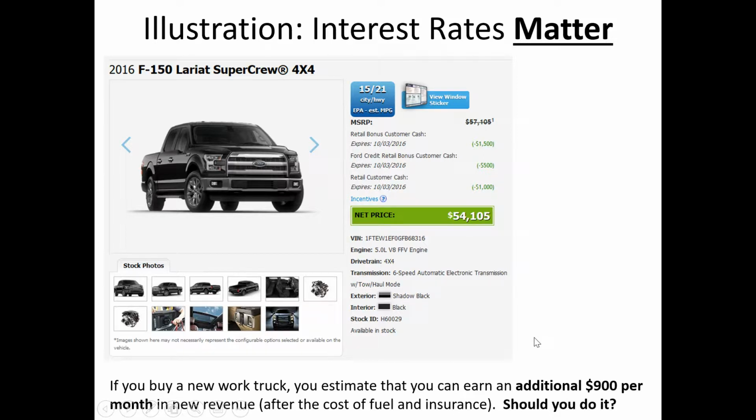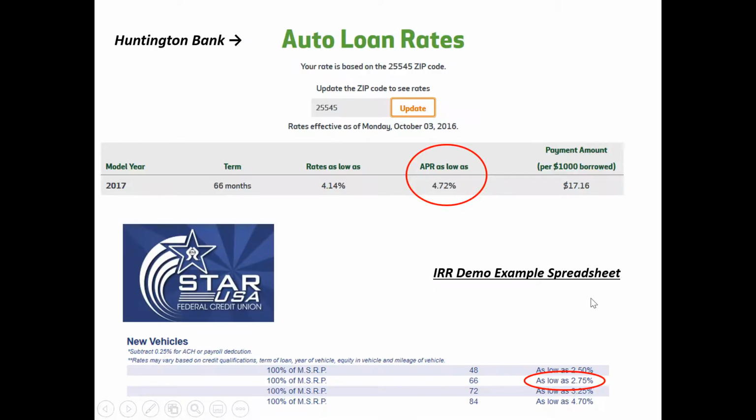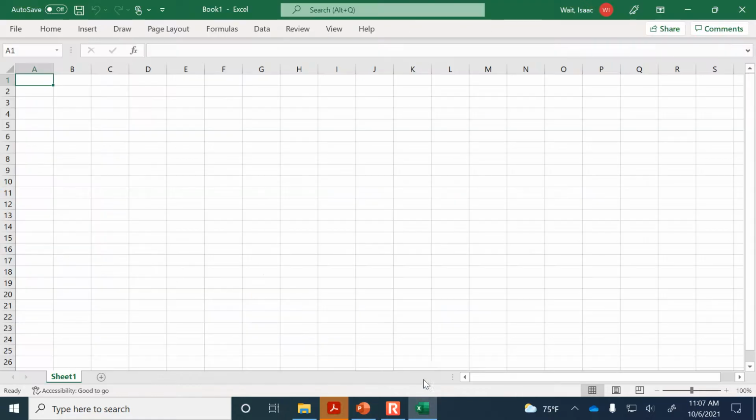And what we will do is we'll consider this hypothetical with both the 4.72% interest rate and with the 2.75% interest rate. All right, so I'm just going to open up an Excel spreadsheet, and you don't have to follow along on Excel. You can just watch this.